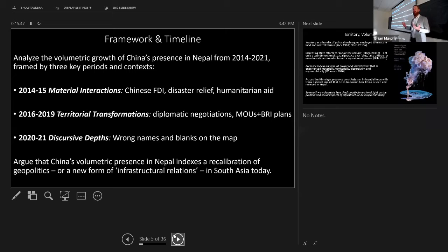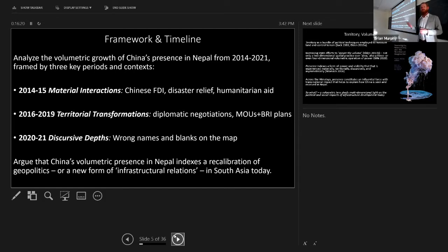Building on these material and territorial intersections, over the past couple years, there's been greater depth at the discursive level of China in Nepal. But this is really a paradoxical thing, because the use of the Belt and Road is routinely misapplied. And when looking at maps of the Belt and Road, Nepal is almost always missing. So despite these gaps or invisibilities or errors, the discursive presence of Nepal has grown by orders of magnitude in the past couple of years.